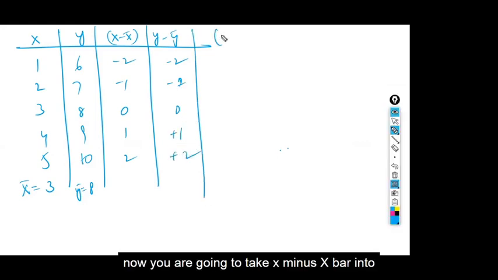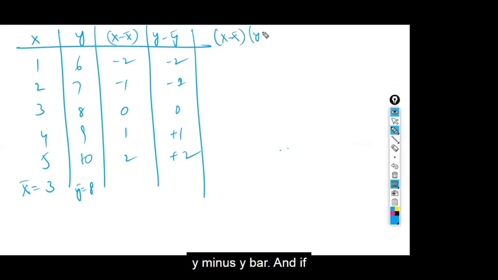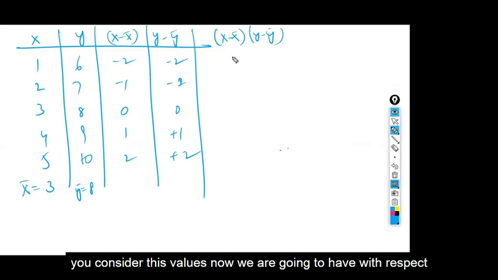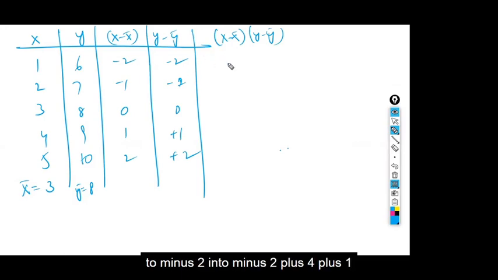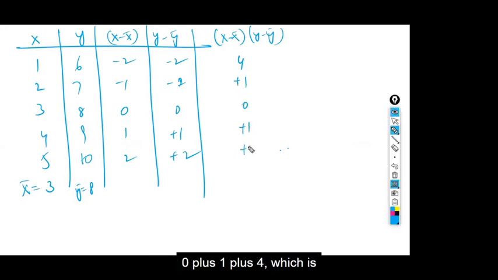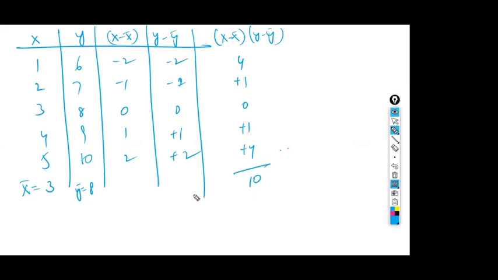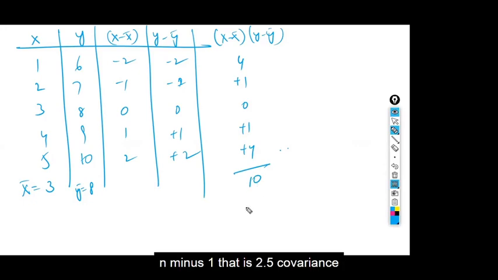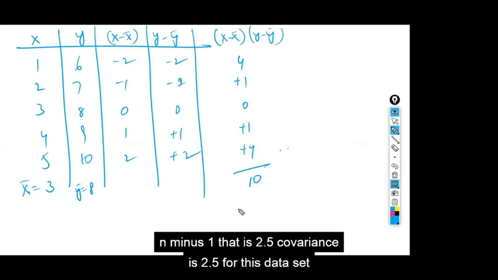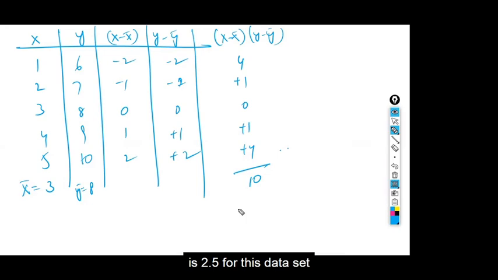Now you are going to take x minus x bar into y minus y bar. If you consider these values, you are going to have minus 2 into minus 2, plus 4, plus 1, 0, plus 1, plus 4, which is equal to 10. 10 divided by n minus 1, that is 2.5. Covariance is 2.5 for this data set.